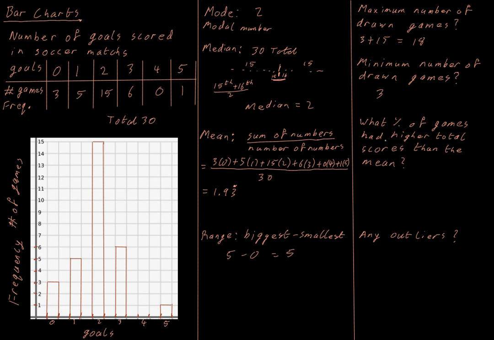What is the percentage of games that had a higher total score than the mean? Well, the mean was 1.93, so that is a bit less than 2. So the ones that had 2 goals scored and 3 goals scored and 5 goals scored would all count. So that would be 15 plus 6 plus 1 out of our total of 30 games. This would be the fraction of games. So that would be 22 out of 30. That would be the fraction of games that got total scores higher than the mean, but we want that as a percentage.